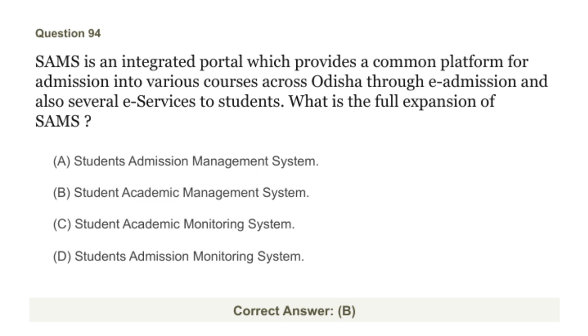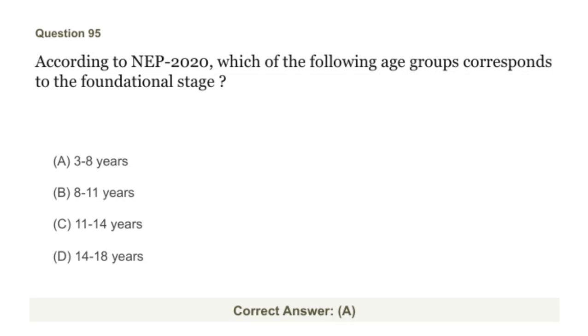Unlike options A, C, and D, which focus on admission or monitoring alone, SAMS covers the broader scope of academic management, ensuring a comprehensive approach to student data and academic progress. So, when you hear SAMS, think about a holistic system that fosters better academic administration across institutions. The correct answer here is option A, which is 3 to 8 years.